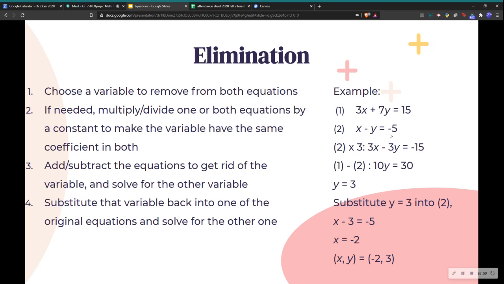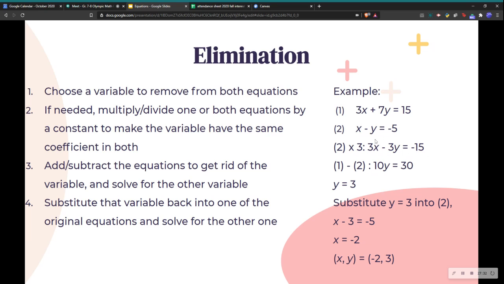So over here, we can multiply equation 2. Actually, first, say which variable we want to get rid of. Here we want to get rid of x. To get rid of x, we have to make sure that the coefficient of x in both of these equations are equal to each other. And so that means we can multiply equation 2 by 3 to get 3x minus 3y is equal to -15. And now we have 3x in equation 2, 3x in equation 1.